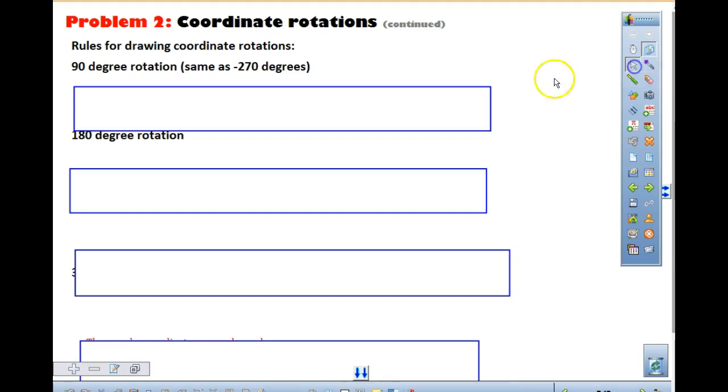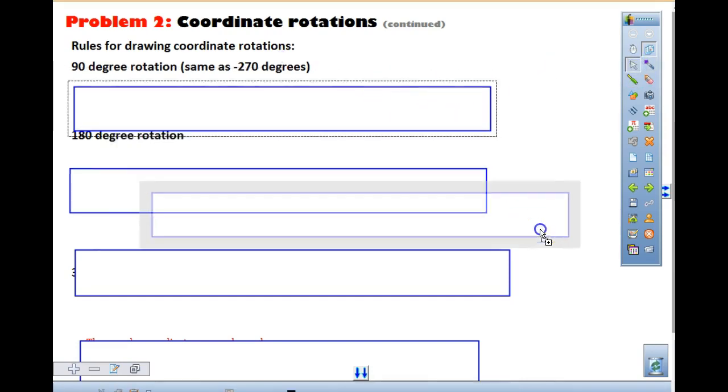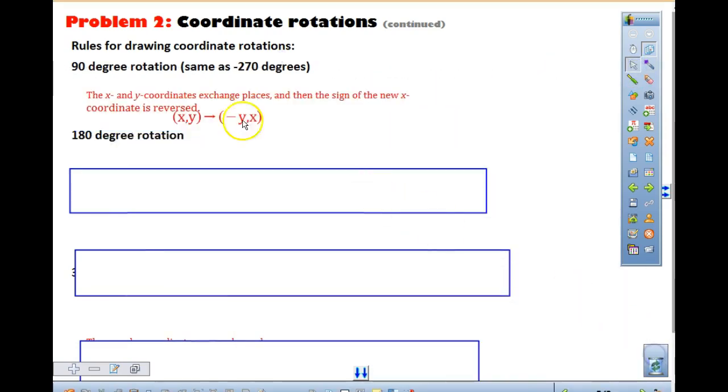I'll have you just copy these rules if you need to pause the video as you're watching it. So when we do a 90 degree rotation, I need you to write down the X and Y coordinates exchange places and the sign of the new X is reversed. The other thing that I'm always going to have you put is that we are going 90 counterclockwise. Put an arrow on the top. That helps to remind you that this is the one that becomes the opposite.